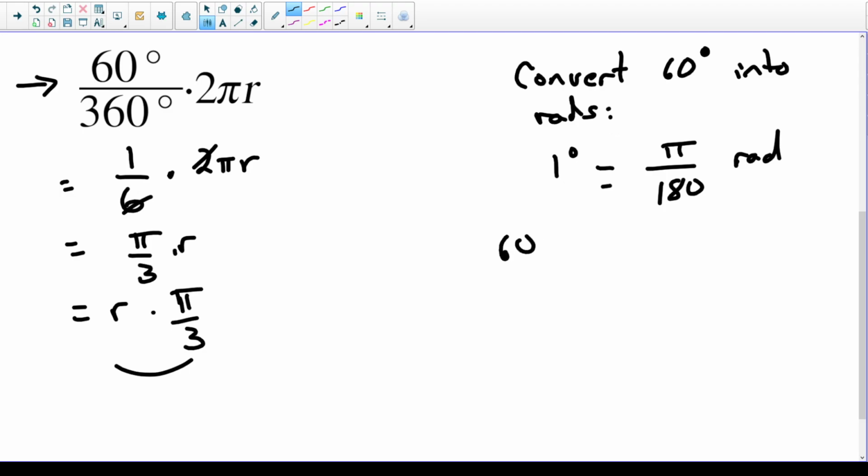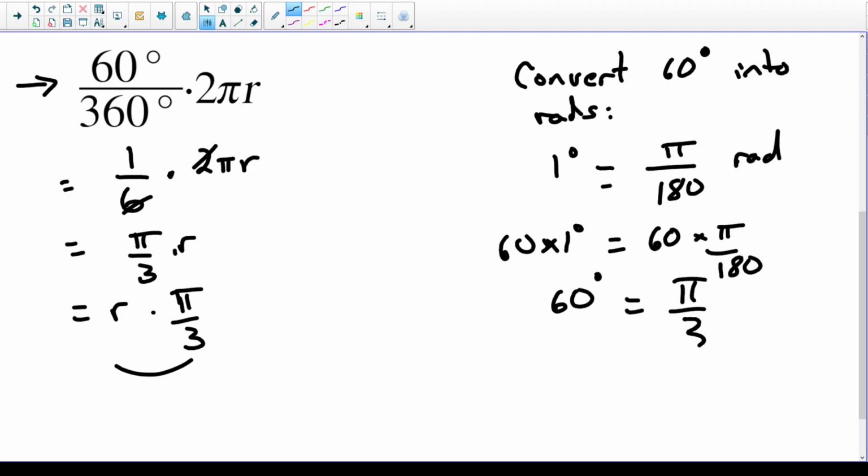So I'm going to multiply both sides by 60. Oops, this is supposed to be 1 degree, not 10. Sorry about that. So we end up with 60 degrees is equal to pi over 3, if I simplify that. 60 and 180 simplify to pi over 3. But wait a second. We ended up with a pi over 3 over here. 60 degrees converts to pi over 3.